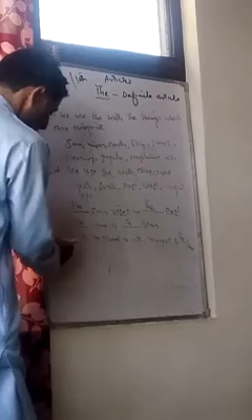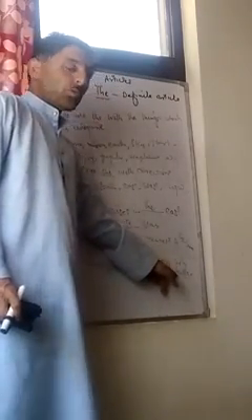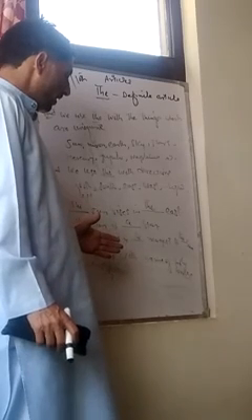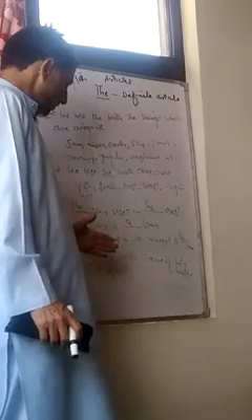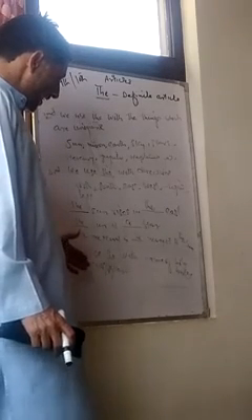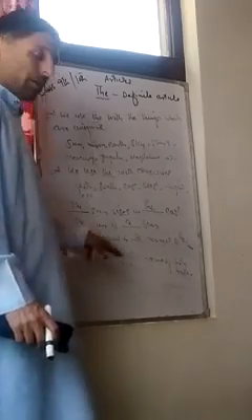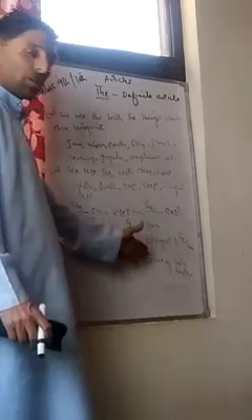Dear students, there is one more rule. We use "the" with names of holy books and newspapers. Dear students, names of holy books that you know: the Quran, the Gita, the Bible, the Granth Sahib, the Mahabharata. These are the names of the holy books, dear students. The names of newspapers that you know: the Indian Express, the Times of India, the Srinagar Times, the Greater Kashmir. We use "the" with these newspapers.